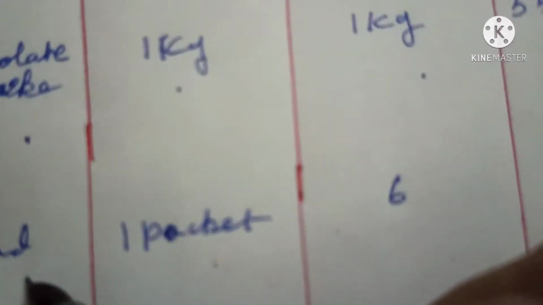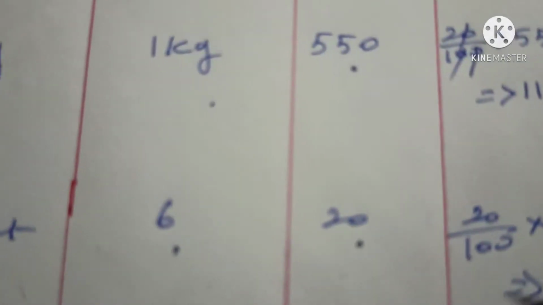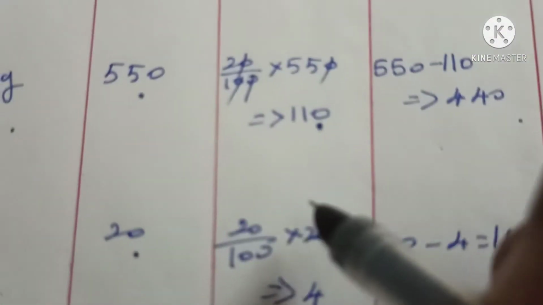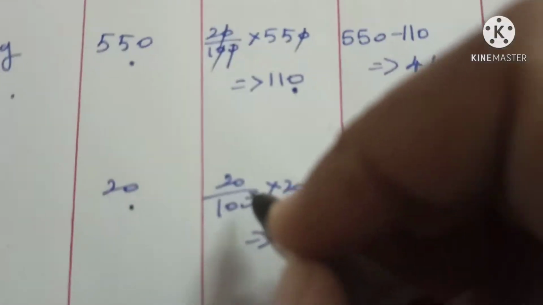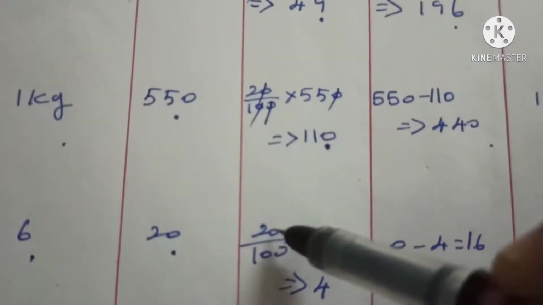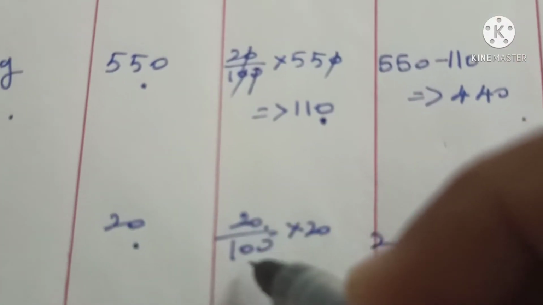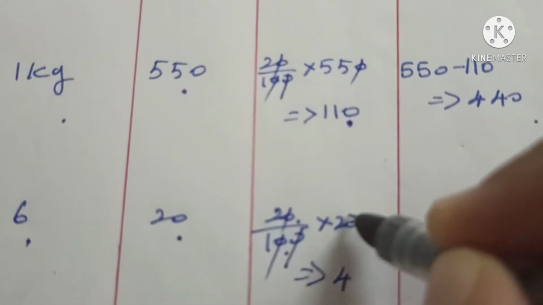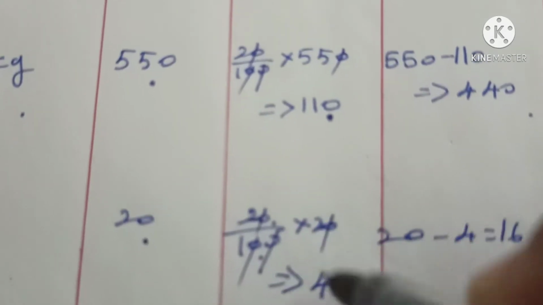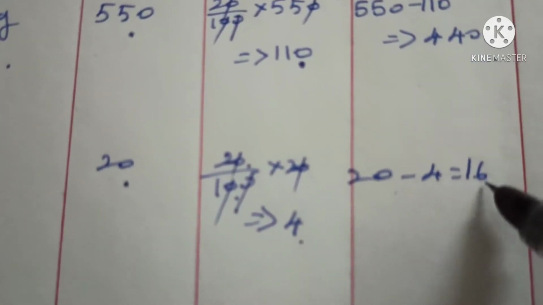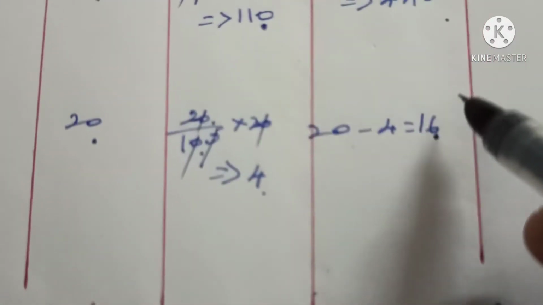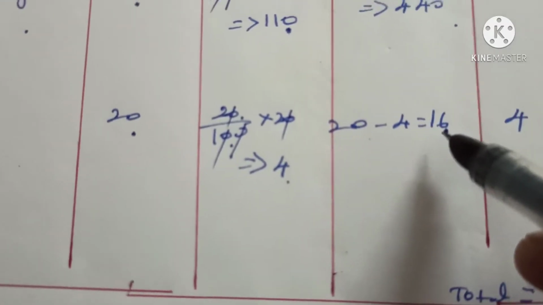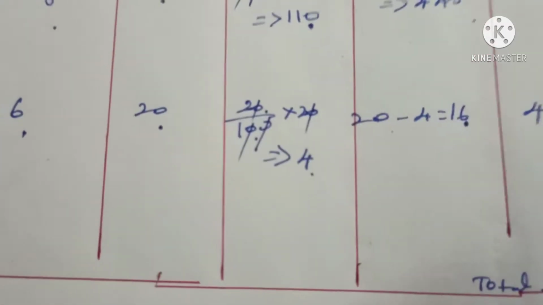And then bread. 1 packet of bread is 20 rupees. We need 6 packets. So, first you have to find out what is the discount value. Here they given 20% of discount. Therefore, 20 by 100 into 20. The 0 and 0 cancel. So, 2 2s are 4. So, 20 minus 4 is equal to 16. That means 1 packet of bread after discount is 16 rupees.